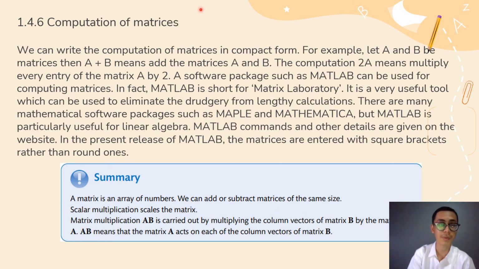Next. 1.4.6 Computation of the matrix. We can write the computation of matrices in compact form. For example, let A and B be matrices, then A plus B means add the matrices A and B. The computation 2A means multiply every entry of the matrix A by 2.